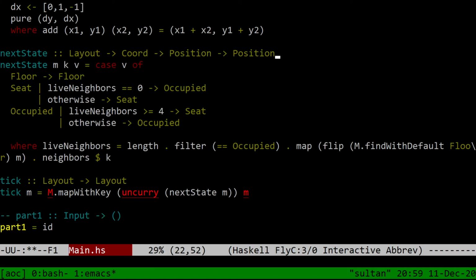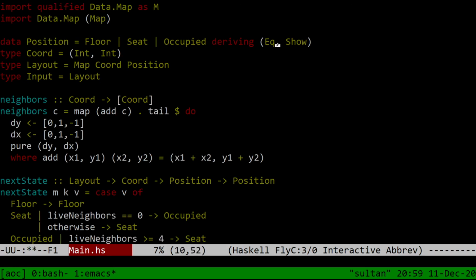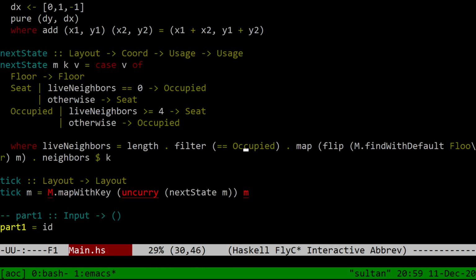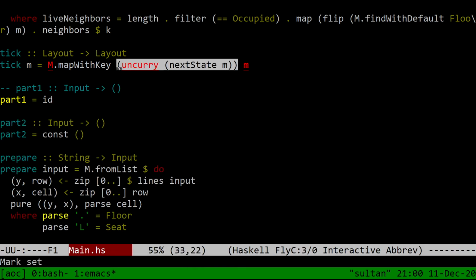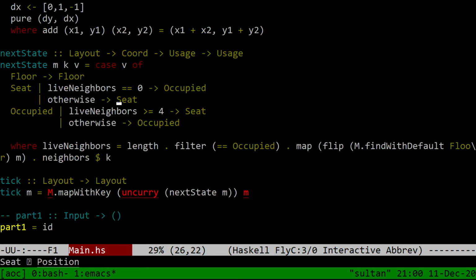Oh god, position is such a horrible name. Why did I call this position? Jeepers creepers. I don't know what else to call it though. I'll just call it usage for now. So when we uncurry this, I wish you could tell me this type. I guess it doesn't type check anyway. But when we uncurry it, we get a function from pair of coordinate and usage to usage, and map with key wants a function from.